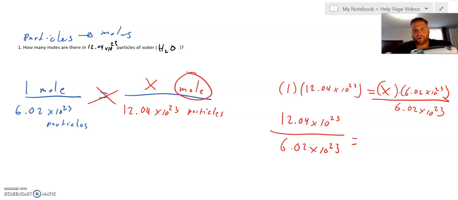12.04 times 10 to the 23rd divided by 6.02 times 10 to the 23rd results in the number 2. So I solve for moles. So what we have is 2 moles of water if I have 12.04 times 10 to the 23rd particles. So 2 moles of H2O.